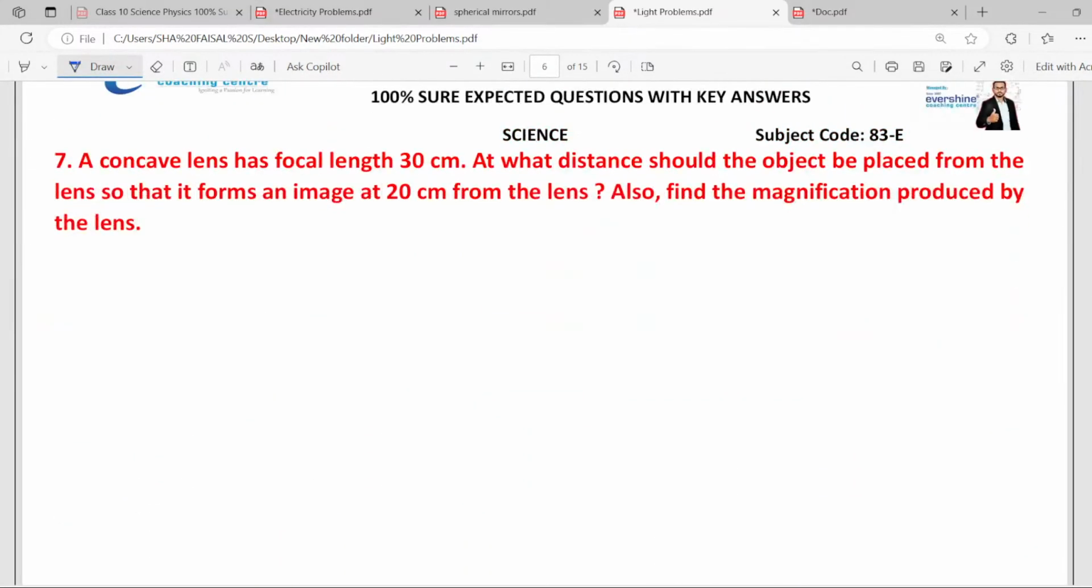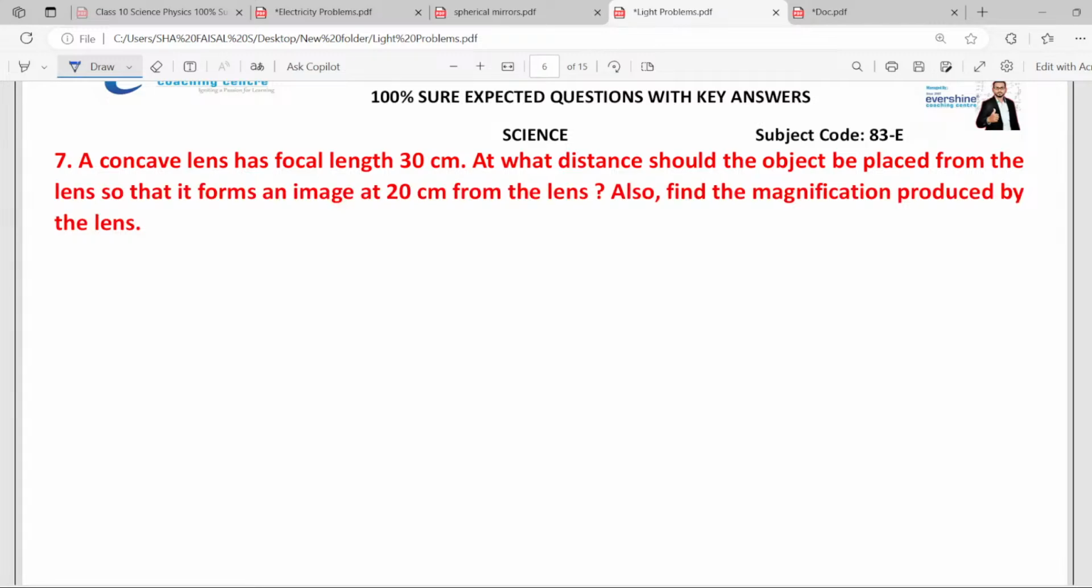Any doubts? Yeah. Next question. A concave lens has focal length 30 centimeter. At what distance should the object be placed from the lens so that it forms an image at 20 centimeter from the lens? Also, find the magnification produced by the lens.